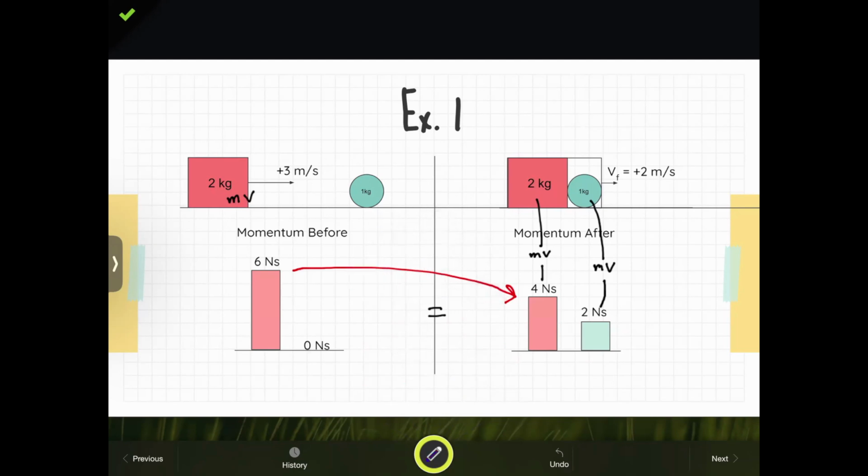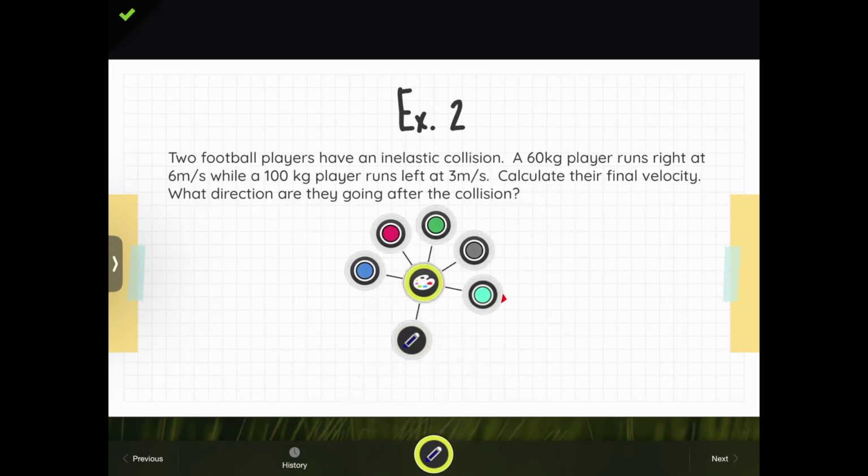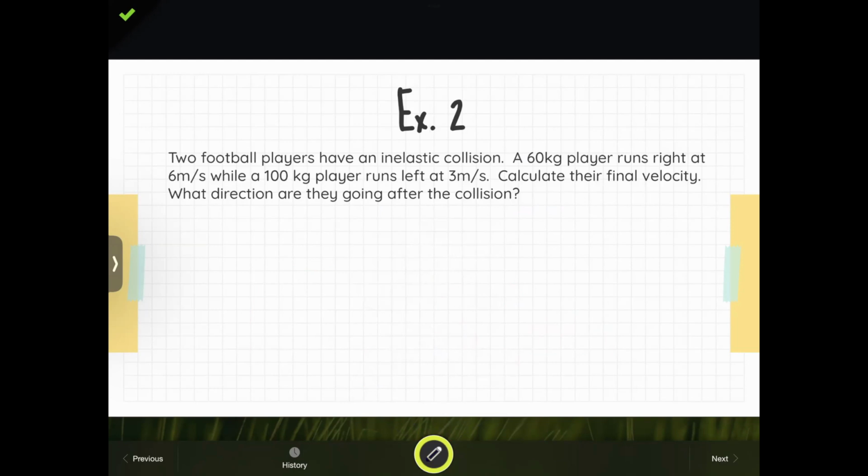Blue is going to gain some momentum. But all in all, the total remains 6. Now let's try another one, and we'll go a little faster this time. I have 2 football players in an inelastic collision.